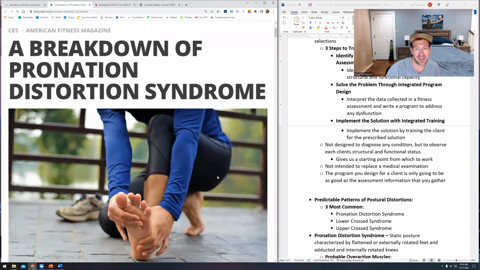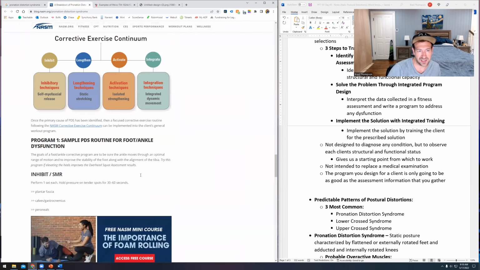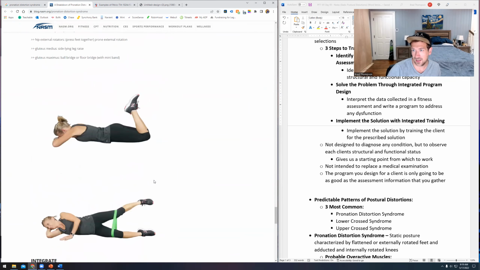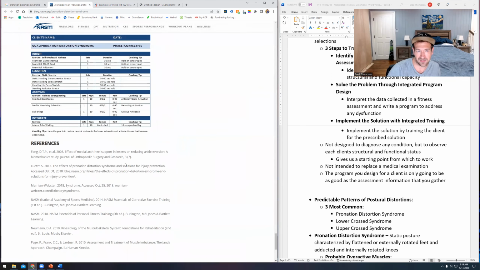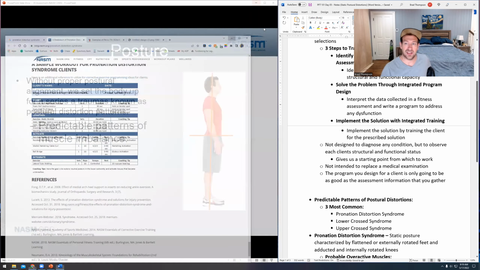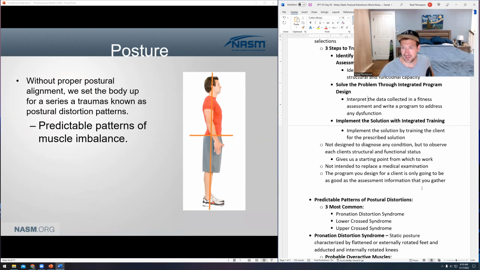All right, so we go to NASM's little blog entry here, scroll all the way down and take a look. They've solved the problem of the pronation distortion, the knees cave in, feet turn out thing. Here's a program that they wrote to fix it. So now that I've written that for my client, my job is to move into step three, which is implement the solution, right?